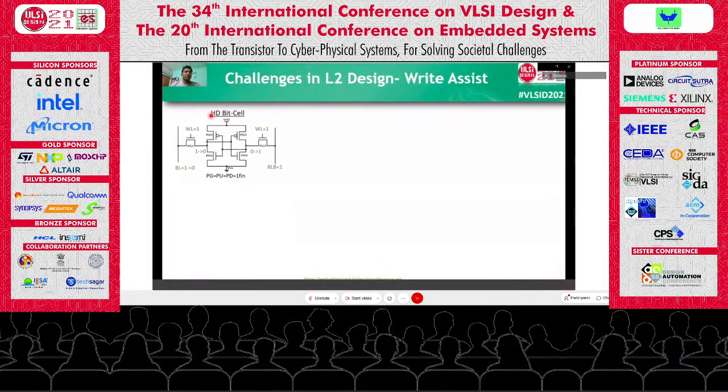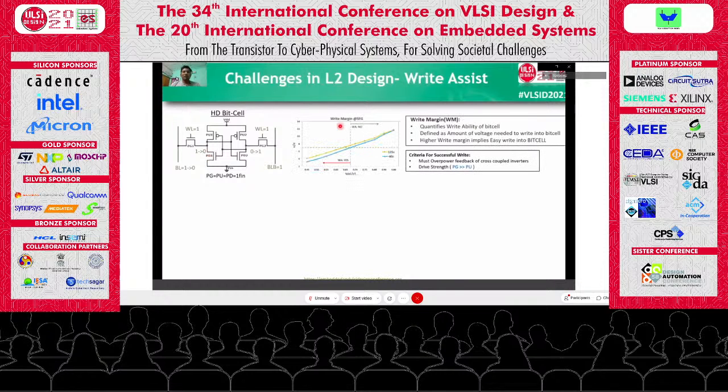So here I have a HD bit cell. To write into this bit cell, I need to discharge my bit line from 1 to 0 so that the bit flips from 1 to 0. On this graph I have the write margin at the SFG corner. What write margin tells is it quantifies the writability of the bit cell. Whenever the bit line is discharging from 1 to 0, the voltage at which the bit cell flips is the write margin.